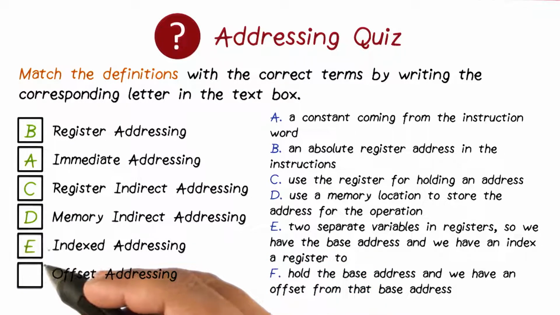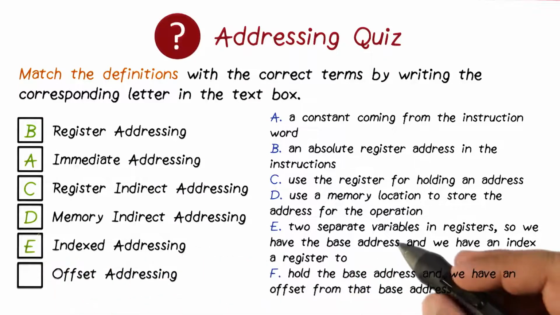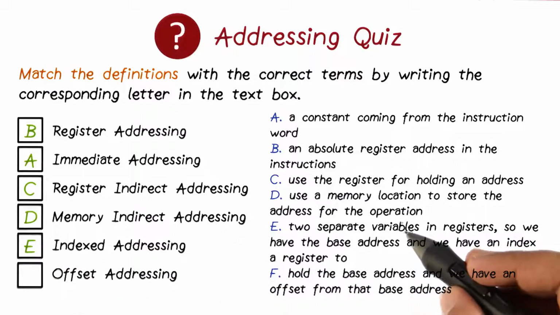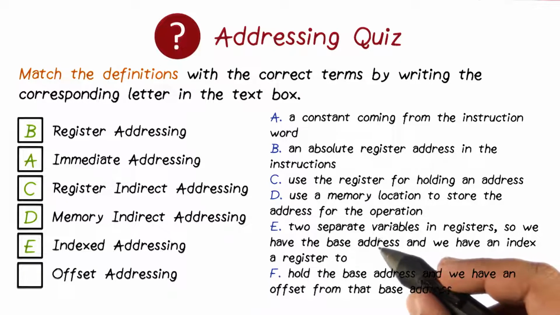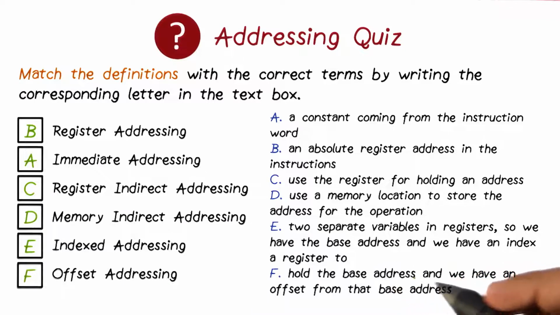The next mode is index addressing, and the right answer here is E. E says that we have two separate variables in registers. So we have the base address and we have an index of a register to go to. And finally we have offset addressing, and the correct answer here is F.